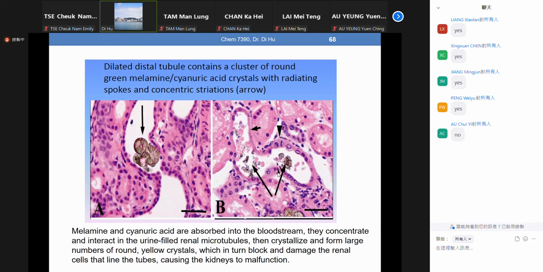So when they are absorbed into the bloodstream, they concentrate. Then they crystallize and form a large number of those round yellow crystals. Those then block and damage the renal cells that line the tubes, causing the kidney to malfunction. So that's the reason. It's melamine together with cyanuric acid. They form very insoluble melamine cyanurate crystals, which can block the renal microtubes and cause the kidney to malfunction.